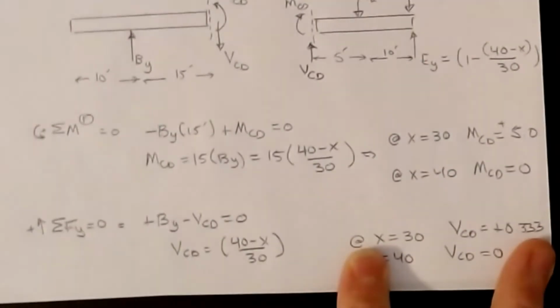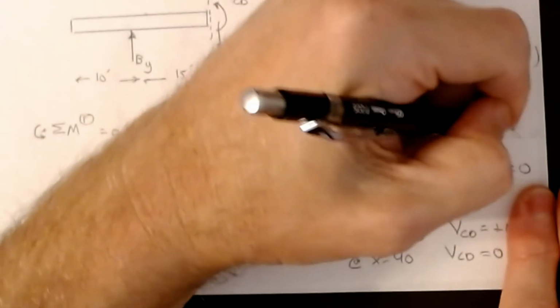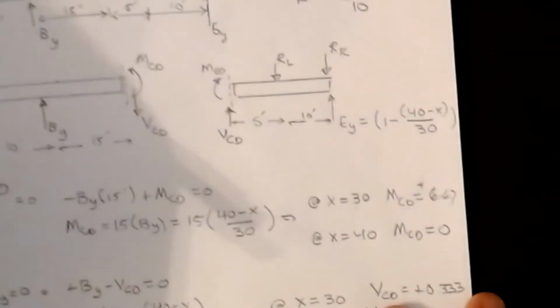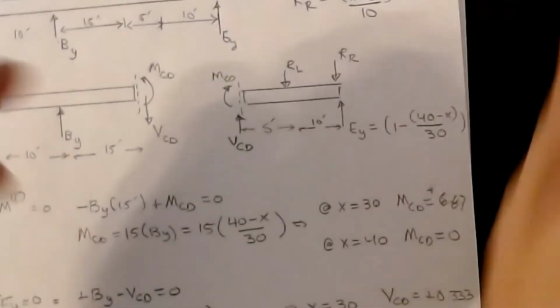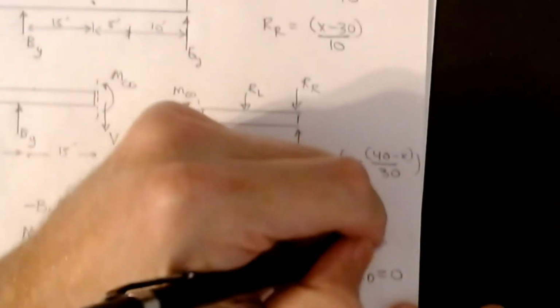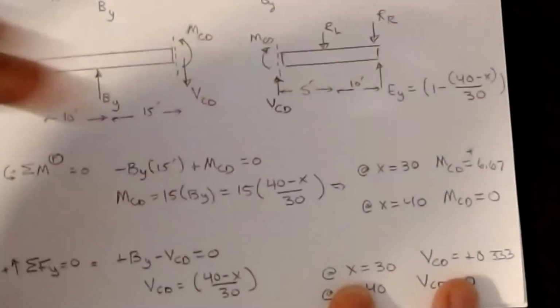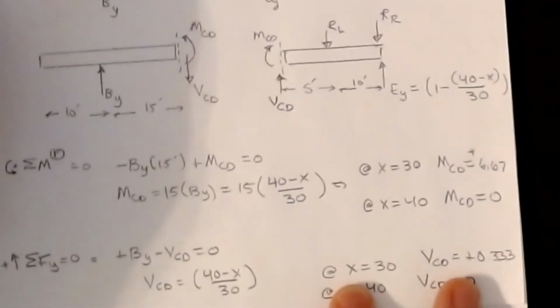Let me check one thing real quick. And I have a math error. This is not 5. Okay, this guy is 6.67. Right there. Okay, so we'll make that a little cleaner to see. Okay. And that just looks bad, so let's do it right. Equals 6.67. A little cleaner. Okay. And then at x equal to 40, if I plug into this equation, I get an MCD of 0. And again, that should make sense because now the point load's sitting over the support. There should be no moment felt in the interior span.